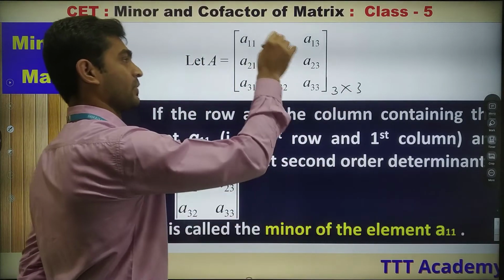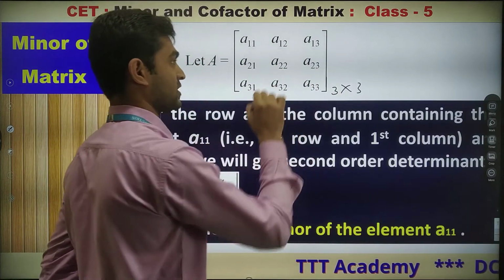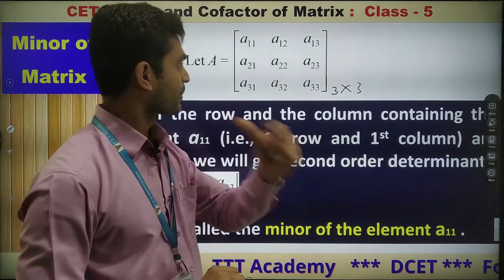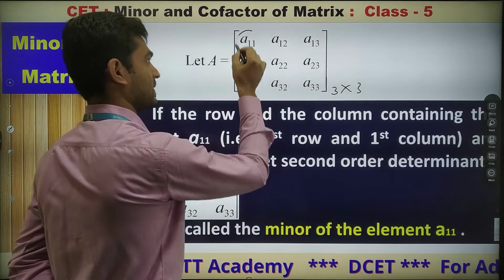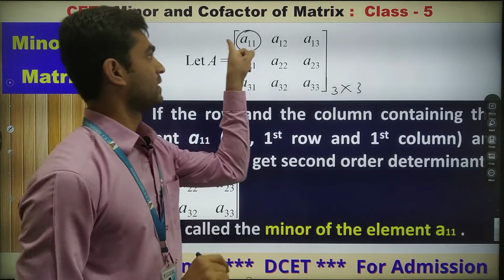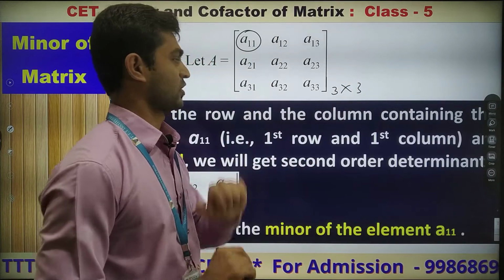Here nine different elements are there. Elements means numbers. Instead of numbers, we have expressed their respective positions. Suppose you consider this a11, it is one element. a11 is nothing but the element positioned in first row and first column.